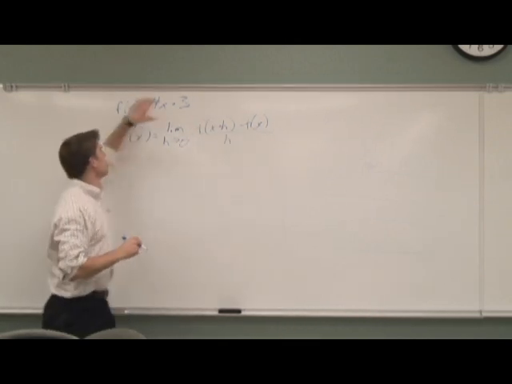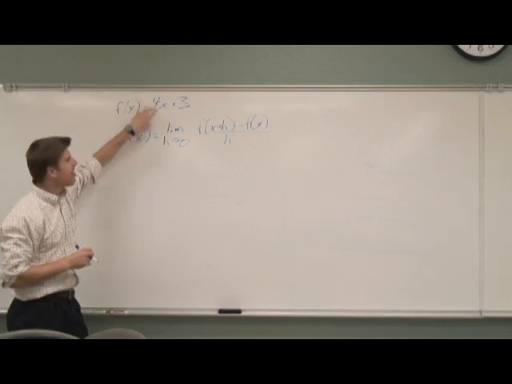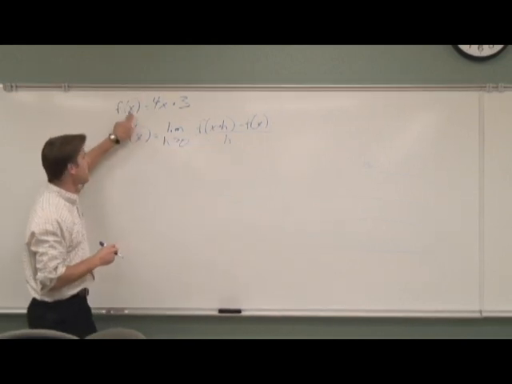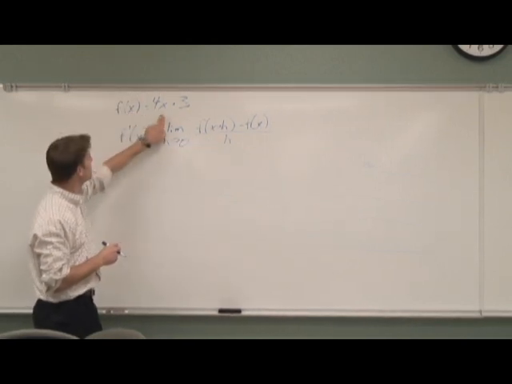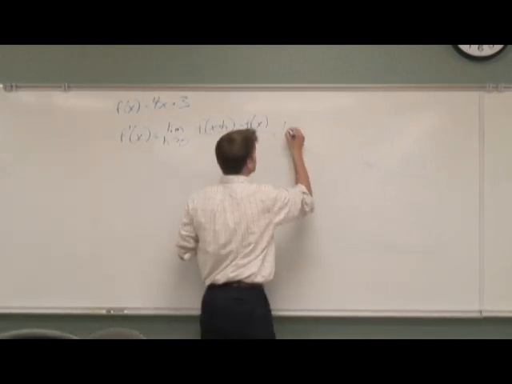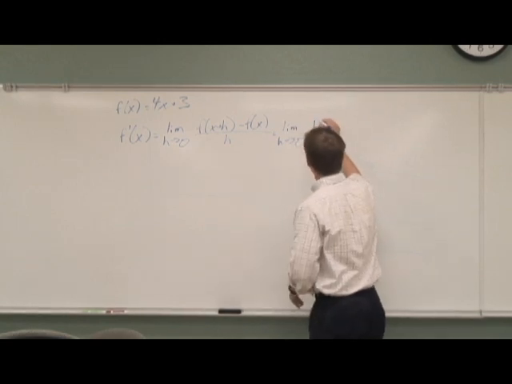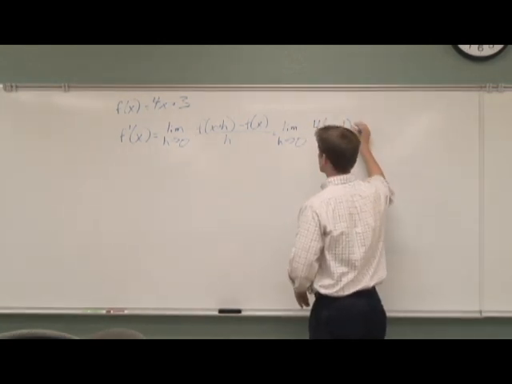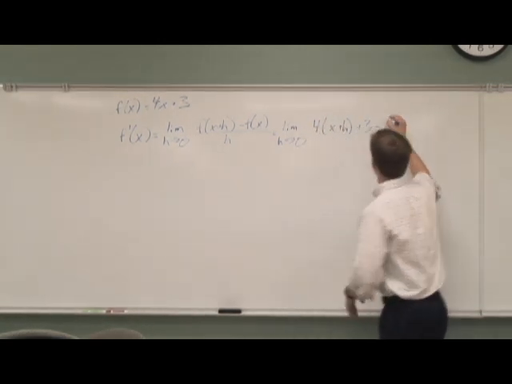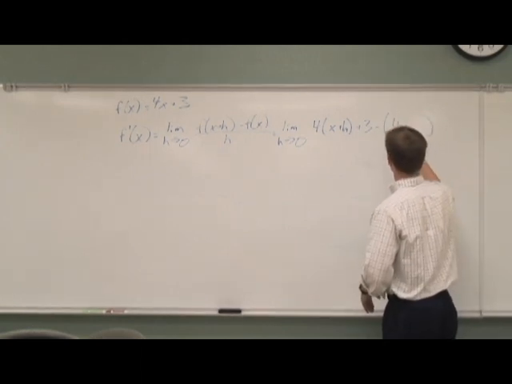f of x is easy. I have it written out right there. f of x plus h, well, I need to put an x plus h in here, right? That's going to give me 4 times x plus h plus 3 minus 4x plus 3.